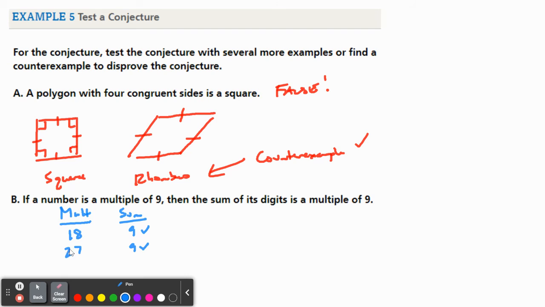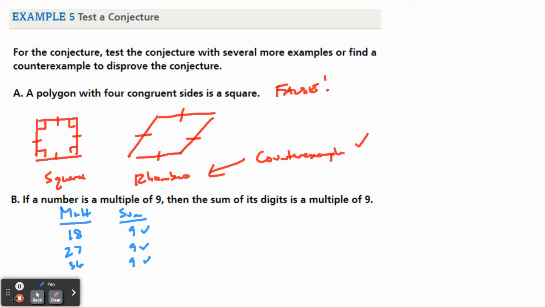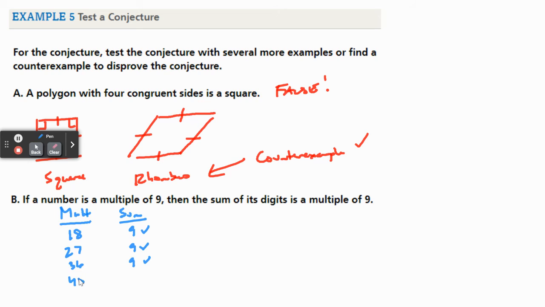That works. 4 times 9 is 36, and 3 plus 6 is 9. That works. Let's do one more in order. Let's do 45, because that's 5 times 9, and 4 plus 5 is 9. Okay, let's skip ahead a little bit. Let's try some bigger numbers. Let's do 9 times 13. That would be 117, and 1 plus 1 plus 7 is 9, so that works.